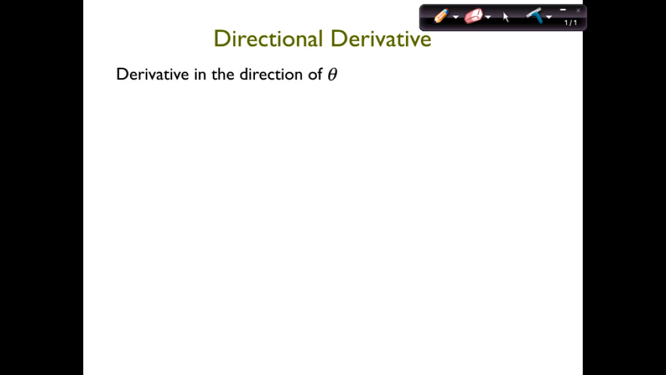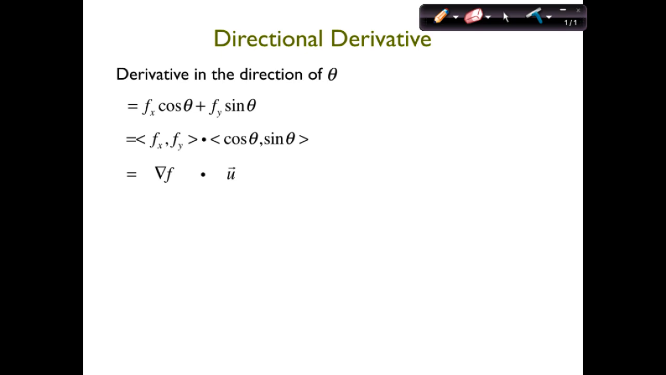Okay, so directional derivative is the derivative in the direction of theta, and we've been through this. We know it's the partial of x cosine theta plus the partial of y sine theta. And so we made it into a dot product, the dot product of the gradient and the unit vector.